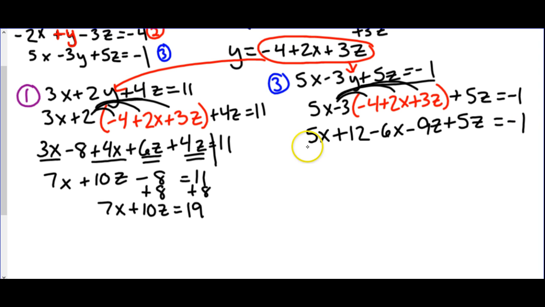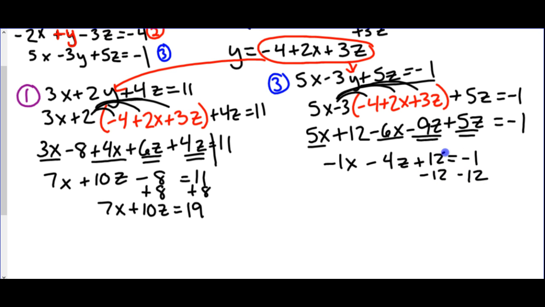Again, we combine like terms. 5x minus 6x is negative 1x. Negative 9z plus 5z is negative 4z. We still have our plus 12 equals negative 1. And then we minus 12 from both sides so that all our numbers are combined as well. All our terms that don't have variables.